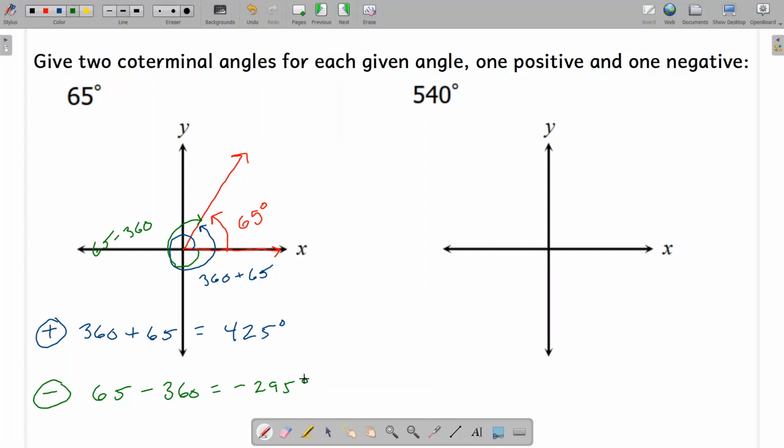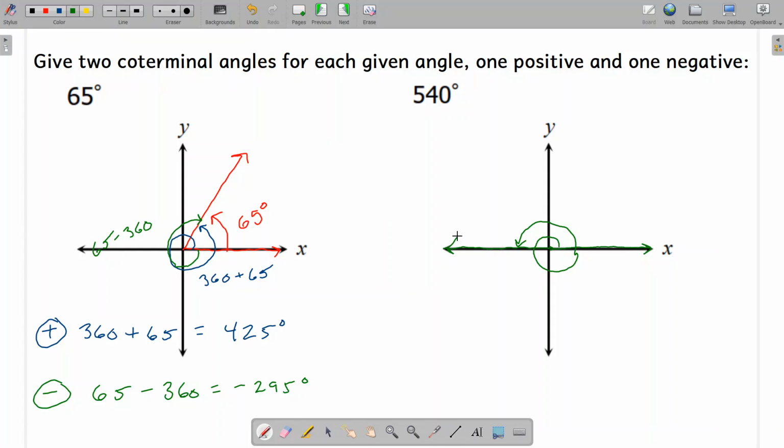Now here's when that doesn't work. It doesn't work when your original angle is bigger than 360 degrees. 540 degrees means that I started here. There's my terminal side, or my initial side. I go all the way around once. That's my 360. And then I go another 180 degrees. So then my terminal side is really on the negative x-axis.